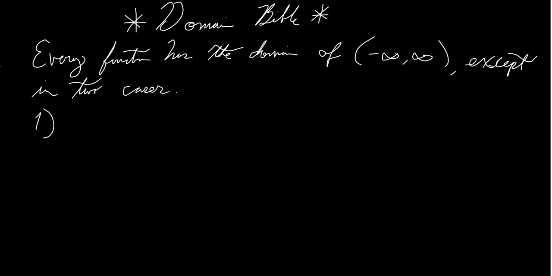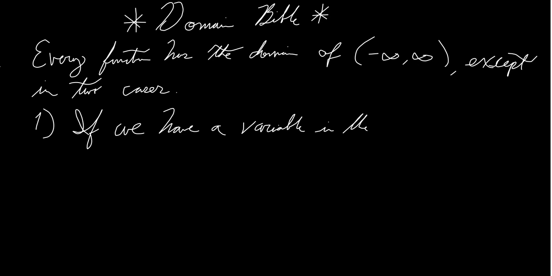So let's look at the very first line of this domain Bible. Every function has the domain of negative infinity to positive infinity. Period. Every single function. That is exactly where we start. We start with saying, okay, this function has the domain of all real numbers, except in two cases. Case number one is if we have a variable in the denominator.